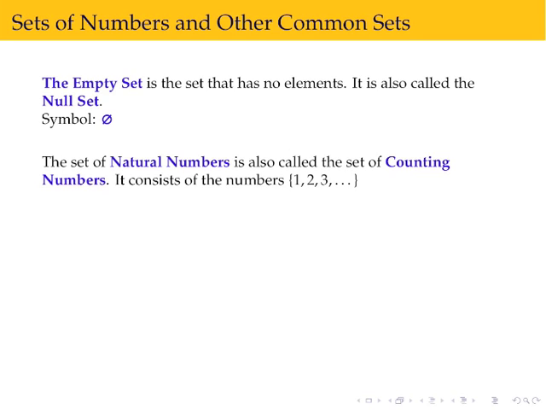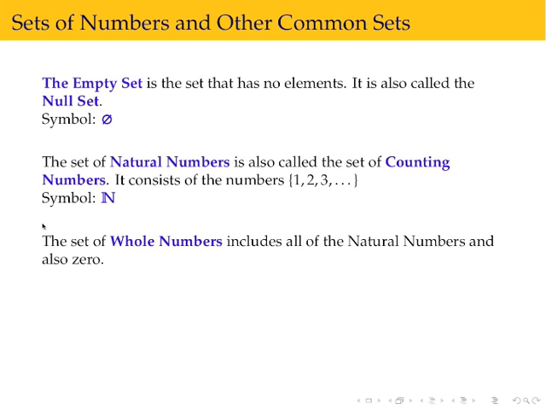The symbol for the set of natural numbers is an N with a double bar. You can see there. It does need to be not just the letter N. That double bar is important. It's a special symbol.